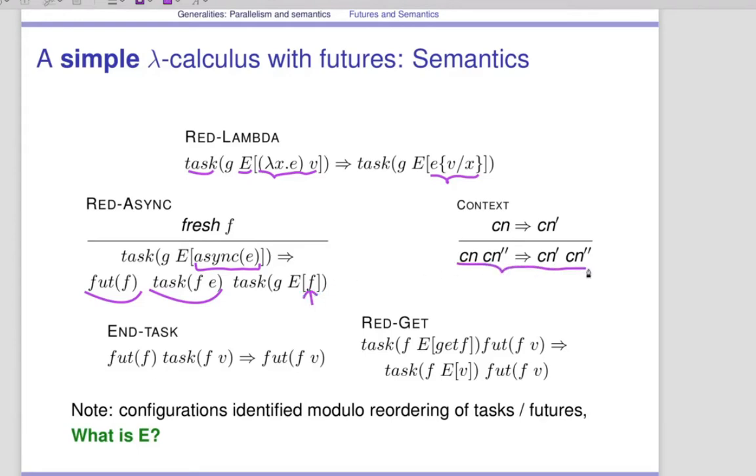This context rule just means that you can evaluate whatever subpart of a configuration, and it works because we also had the constraint that configurations are identified modulo reordering of tasks and futures. Okay, so I've done almost everything except that I never fulfilled the future. And how do I fulfill a future? Well, if a task fulfilling future f is finished, and how do I check if it's finished? It's a fully evaluated value. That's how I check that the task ended.